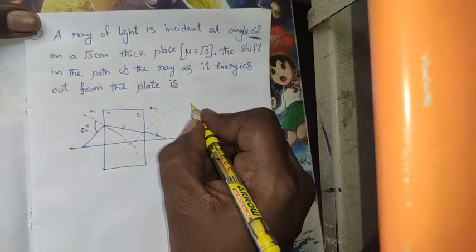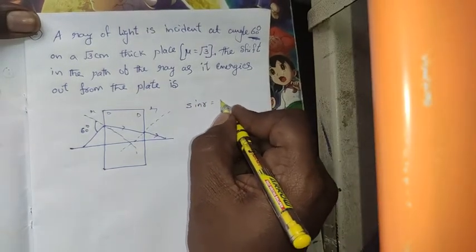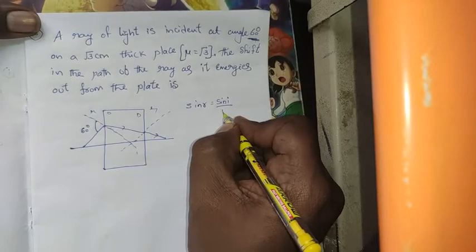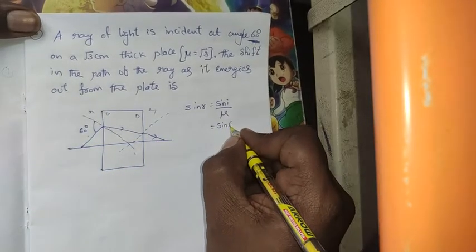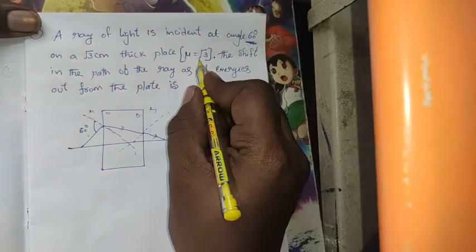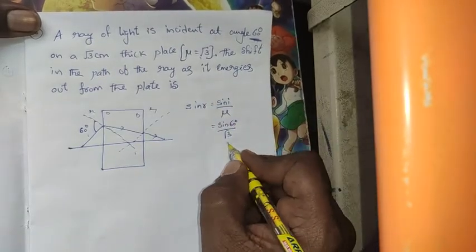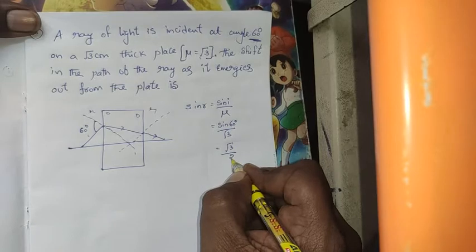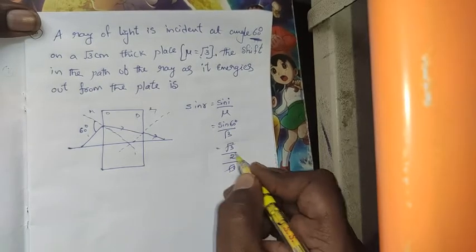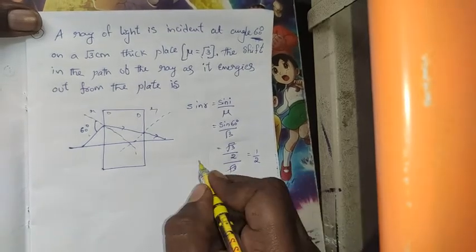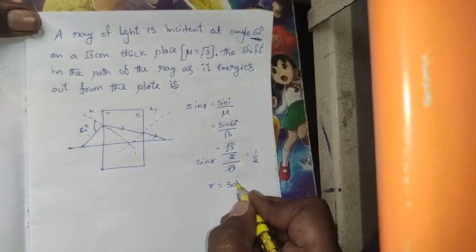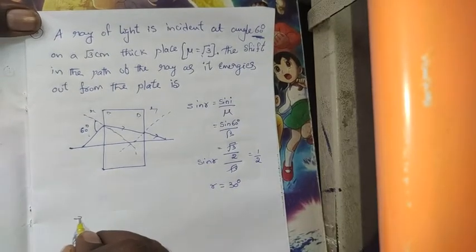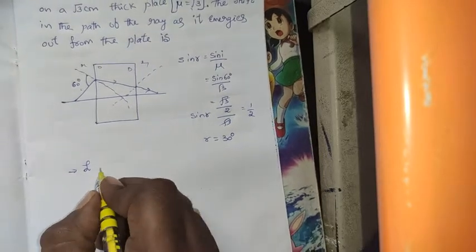First of all, we have to find sin r, which is sin i by mu. The angle of incidence here is 60 degrees, so sin 60 divided by mu, which is given as root 3. You know that sin 60 is root 3 by 2, divided by root 3. Both root 3 cancel each other, and we get 1 by 2, so r equals 30 degrees.